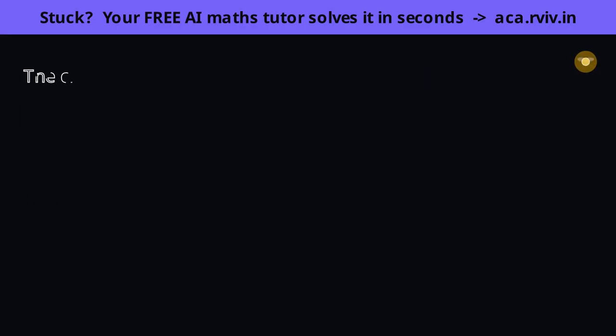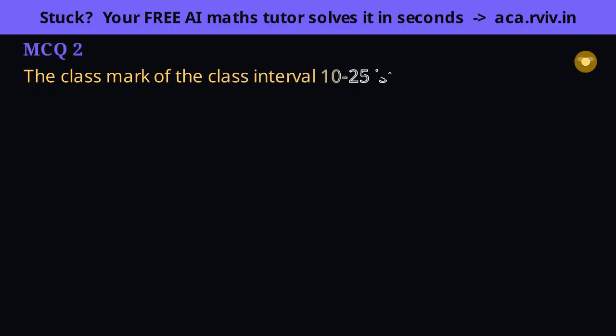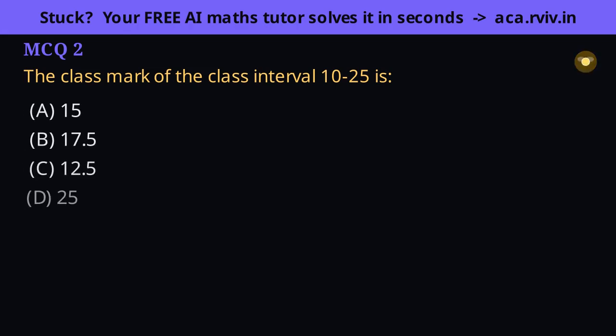The class mark is just the midpoint of the interval, the average of the lower and upper limits, because that's the single value we use to represent the whole class in the mean. Consider the 4 options. Add the 2 limits, 10 and 25, and half, 35 over 2 is 17.5, option B.